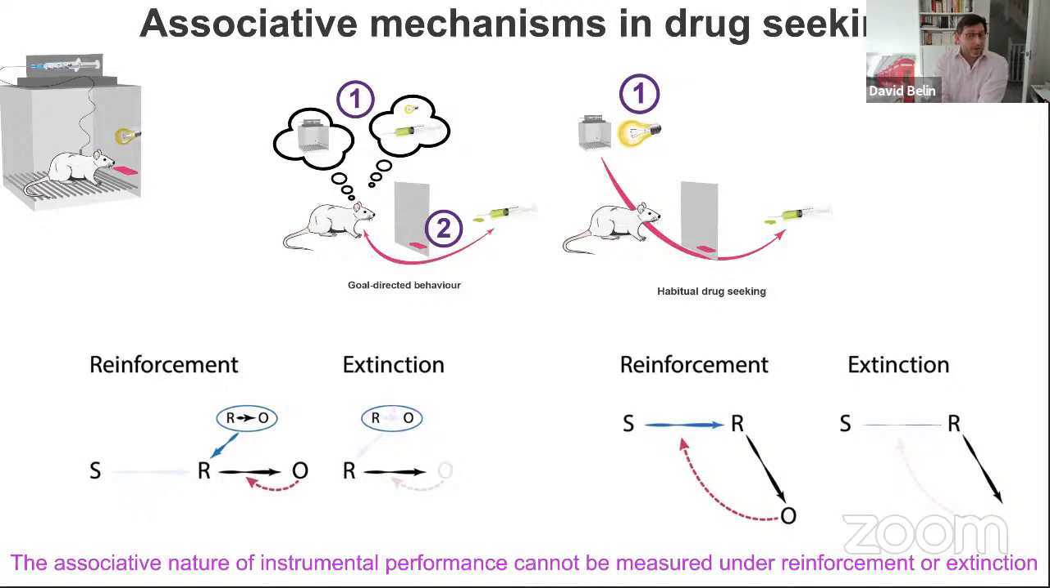The problem is, if the behavior is mediated by habit, you've got the exact same thing. In a habit, the response leads to the outcome, and the presentation of the outcome reinforces the stimulus-response association, such that each time the setting is presented, the animal is going to respond. So the maintenance of the response depends on the presentation of the outcome. And if you no longer deliver the outcome, well, the outcome is not reinforcing the stimulus-response association anymore. The animal will stop responding. So the associative nature of instrumental performance cannot be measured under reinforcement or extinction.